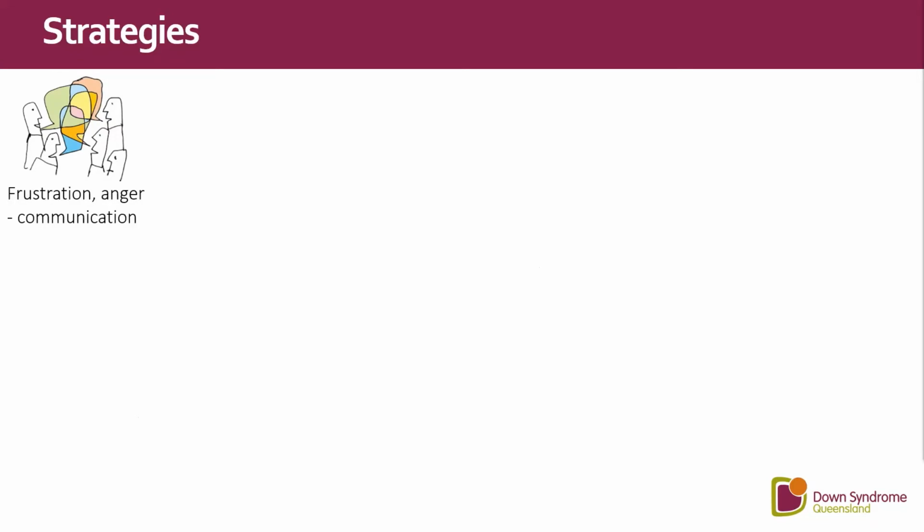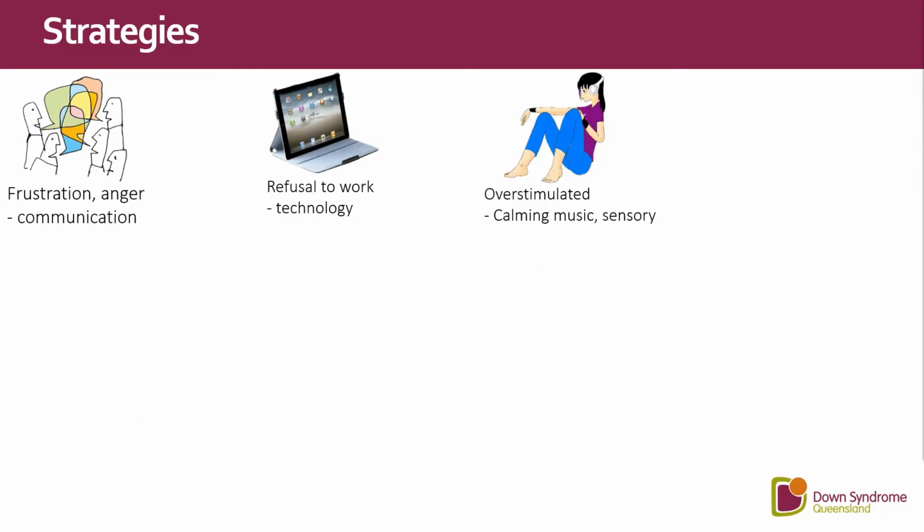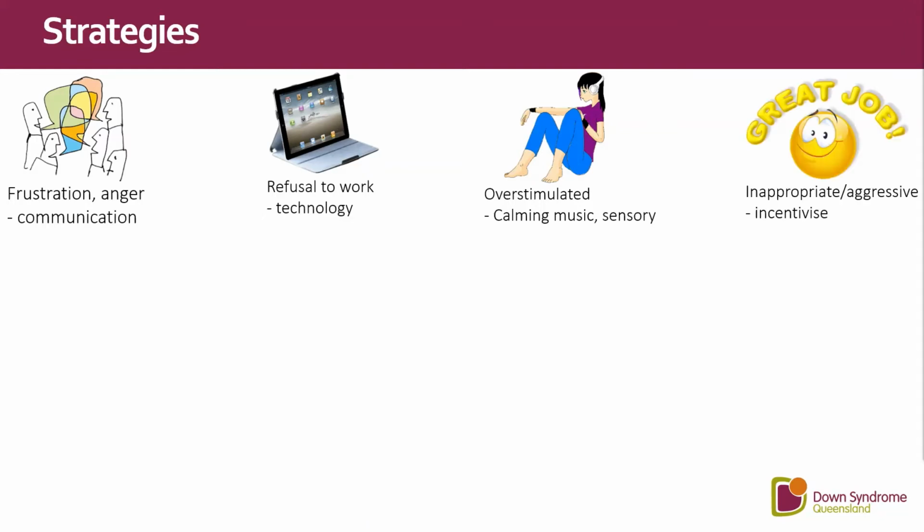It's important to look at behaviour as a way to communicate to us. For example, a child who is frustrated or angry might have an inability to communicate. We need to assist them to communicate their wants, needs, and desires. There might be a refusal to work. So maybe it's too hard, maybe it's too labour intensive. Offering alternatives such as technology to support their learning, or choices. Maybe the student is feeling overstimulated, offering things such as calming music, breaks or sensory breaks.